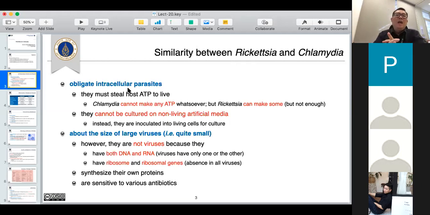That's the first thing. Second thing, they contain DNA and RNA, but a virus has either DNA or RNA, okay? It cannot be both. They possess ribosomes and ribosomal protein genes. Unlike viruses, they don't have these. So that's why Rickettsia and Chlamydia are not classified as viruses. But they are also quite different from bacteria. That's why we split them into the group of unusual bacteria. They are sensitive to many antibiotics, unlike viruses. Viruses resist antibiotics.